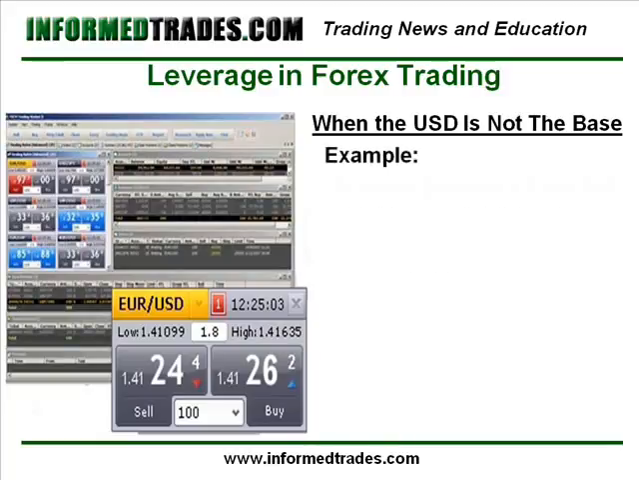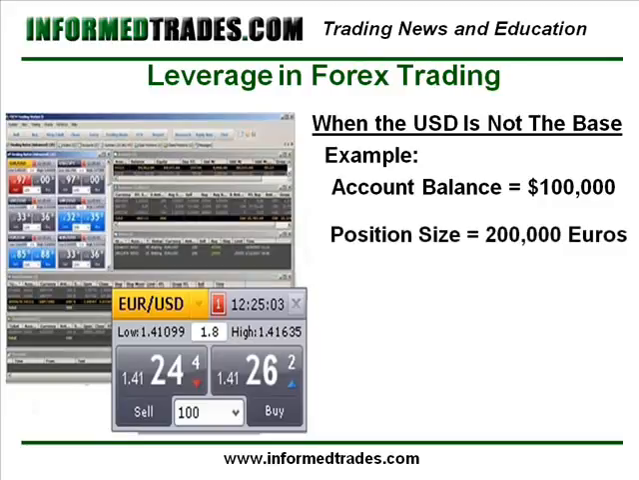Let's say I'm trading two contracts of euro-dollar with an account balance of $100,000. As we've learned in previous lessons, two contracts of euro-dollar is 200,000 euros against the equivalent amount of US dollars. As we also learned, the rate in the dealing rates window for the euro-dollar, or for any other currency pair for that matter, is how much of the second currency in the pair it takes to buy one of the first currency.